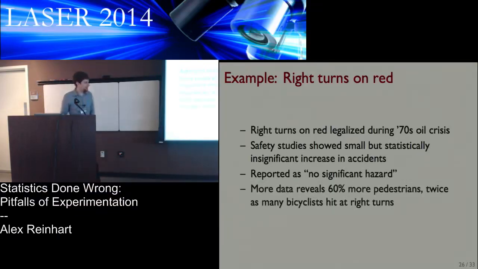But it turns out in the years since then, people have collected more data and they've nailed it down. If you look specifically at accidents that occur at right turns, twice as many bicyclists are getting run over and 60% more pedestrians are getting hit. I say this is only accidents at right turns. It's not twice as many bicyclists overall everywhere. So this amounts to about 100 people getting hit every year as a result of a statistical error.